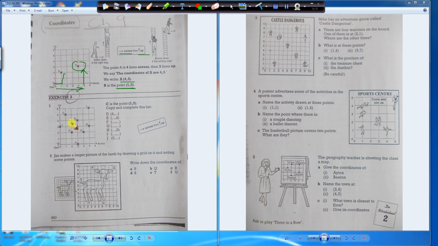So where's the coordinates of D? D is over here. D is going to be 4 along first, and then? (4, 2). Fill in the 2. What about E? E is going to be how many along? 3 along and how high? (3, 4). Okay, let's quickly fill these in for me now, please. Off you go. Fill them in and I'll start filling them in as well after you.